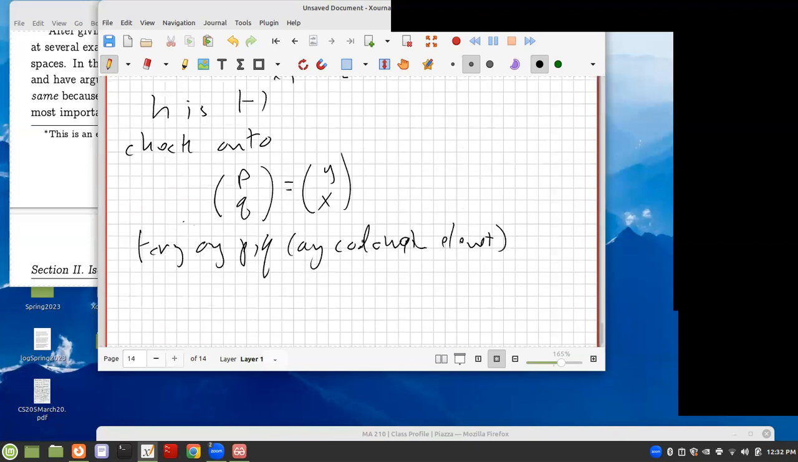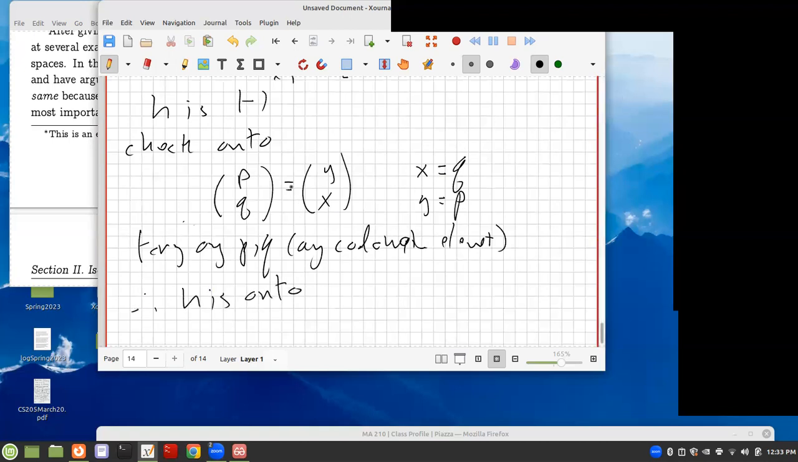And it's clear that I have to solve this for P and Q, so I can choose X equals Q and Y equals P. So for any Q and P, I found the X and the Y that will work. Y equals P and X equals Q. So therefore H is onto.